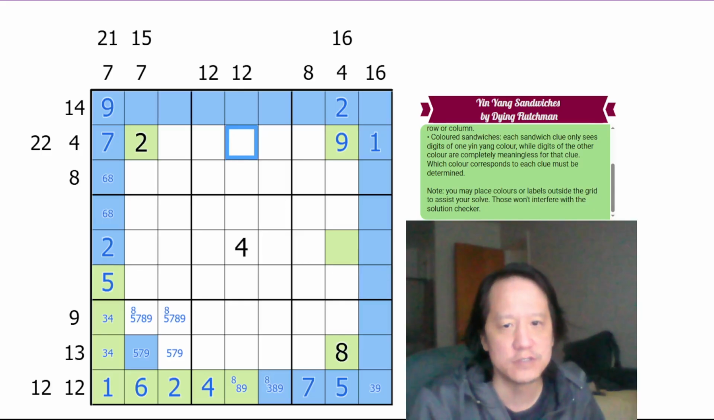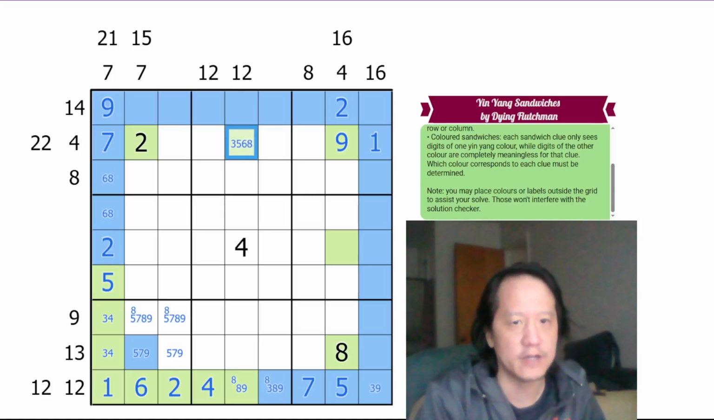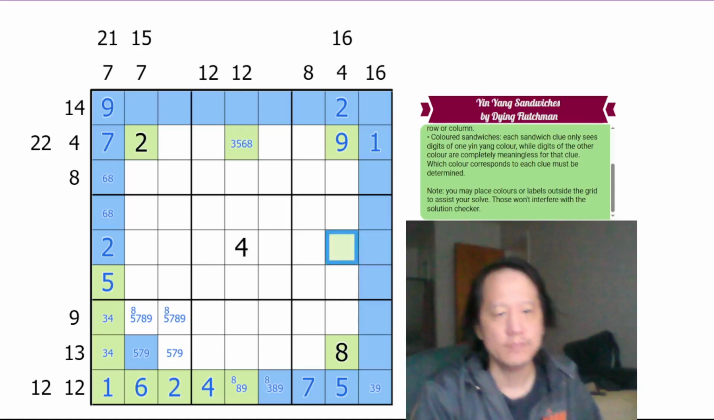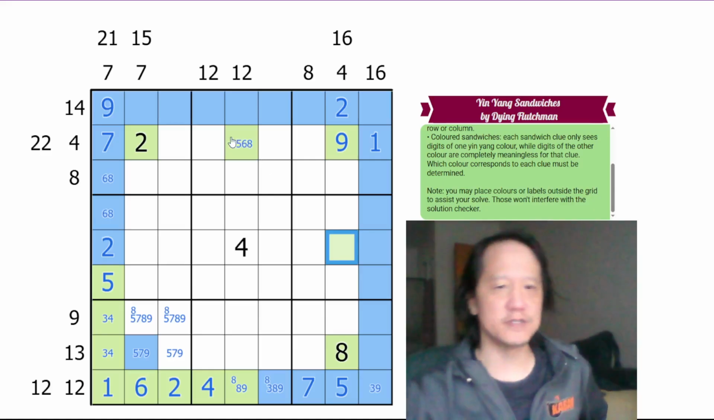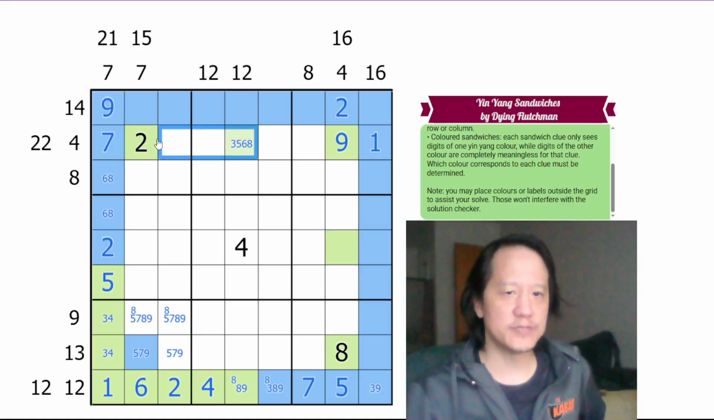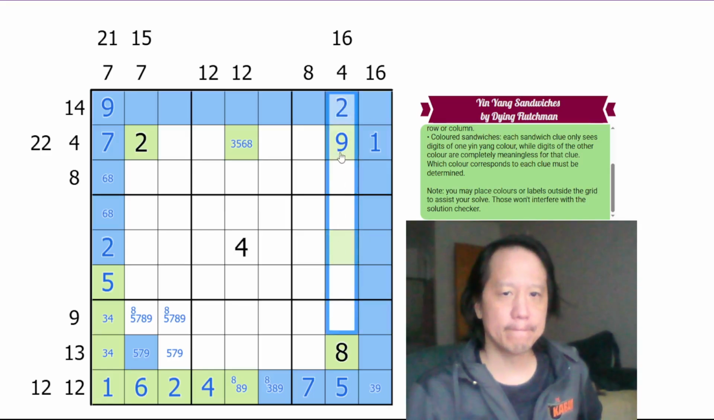So this is definitely green. And it's 3, 5, 6, and 8 here. So 3, 5, 6, 8. That adds up to 22. Column. We are missing the 8 here.